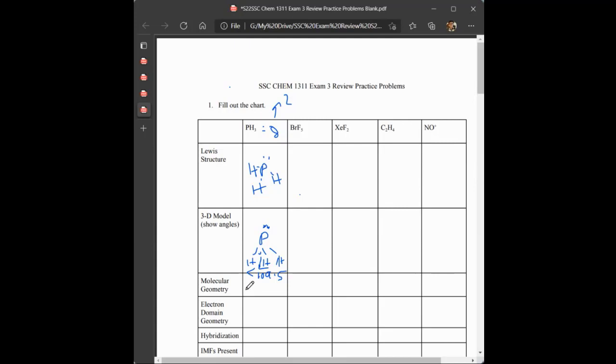So going back, the molecular geometry, the way I like to think about it is that it's 3 shared atoms plus 1 lone pair. So if you look on the chart, 3 atoms plus 1 lone pair corresponds to trigonal pyramidal.